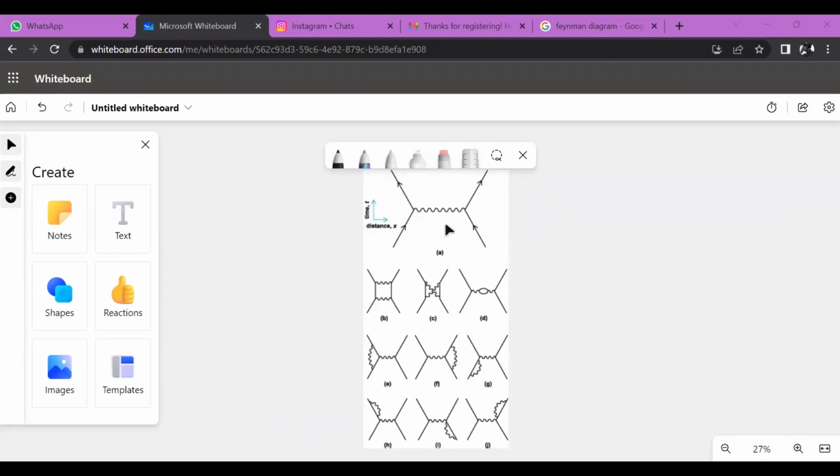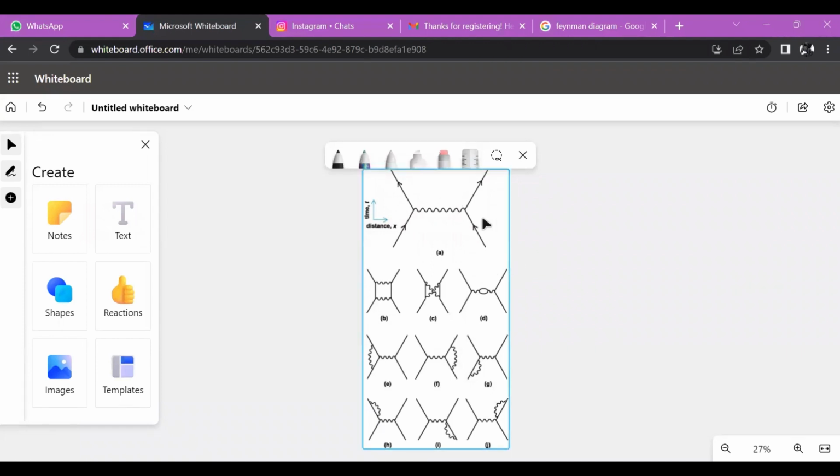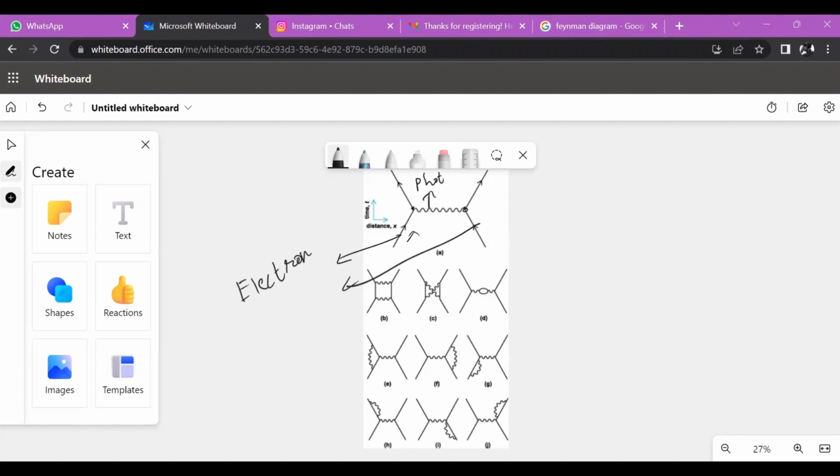Yeah. So these are some of the Feynman diagrams. An electron goes from here. This is an electron, and this is an electron too. When they come to this point, this is the basic Feynman diagram. They exchange their photons. That's how they actually communicate with each other.